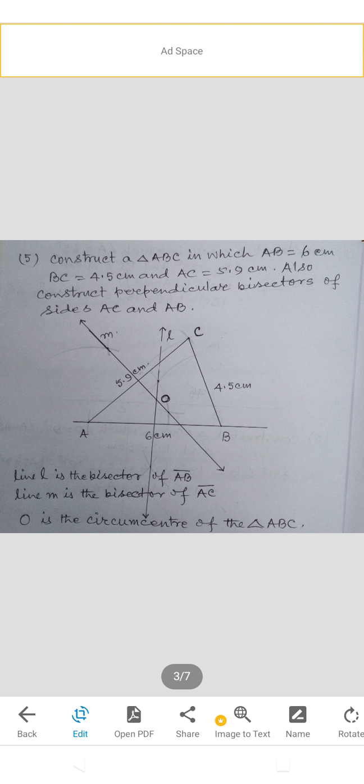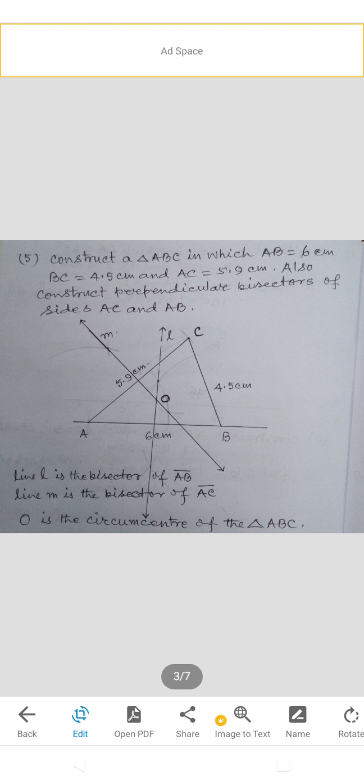With A as a center, draw an arc which is more than the half of the line segment AB, above of AB and below of AB. With B as a center, draw an arc. They intersect the previous arc. Join these two intersecting points. L is the perpendicular bisector of AB. Line L is the bisector of line segment AB and line M is the bisector of line segment AC.